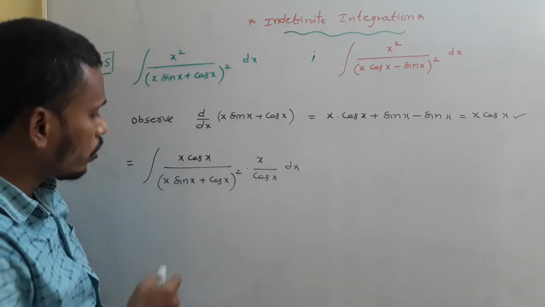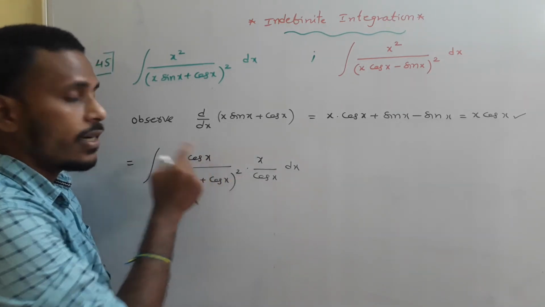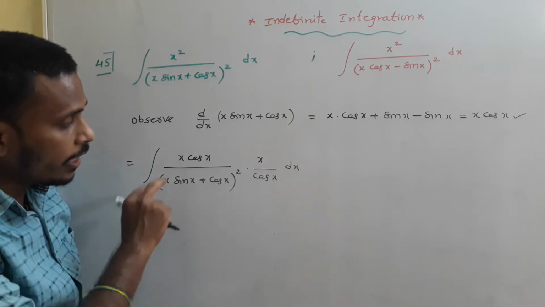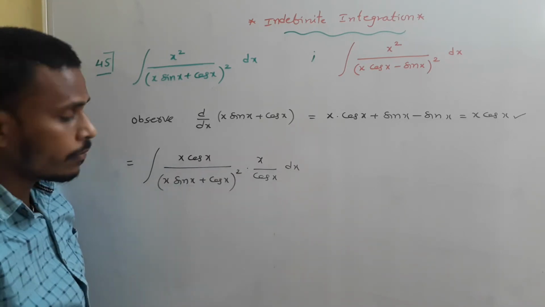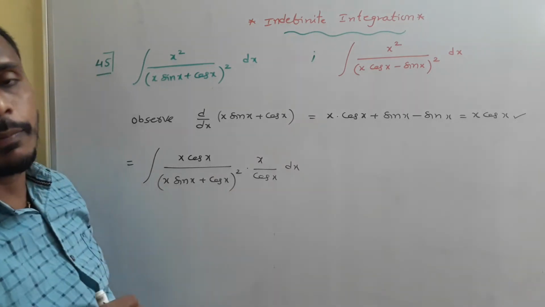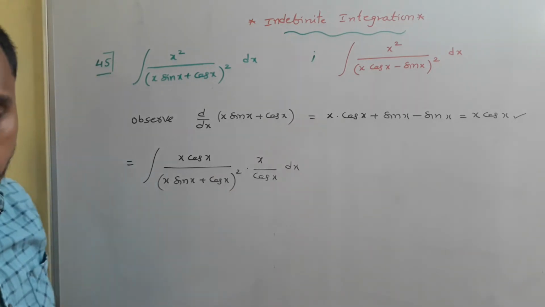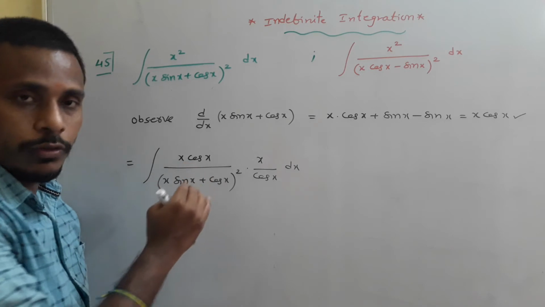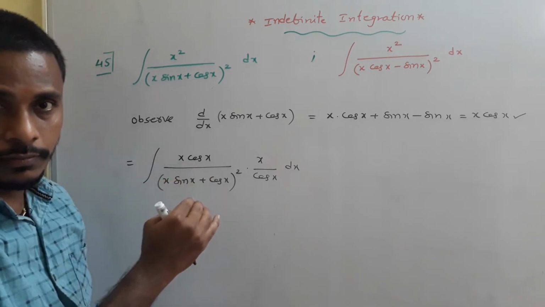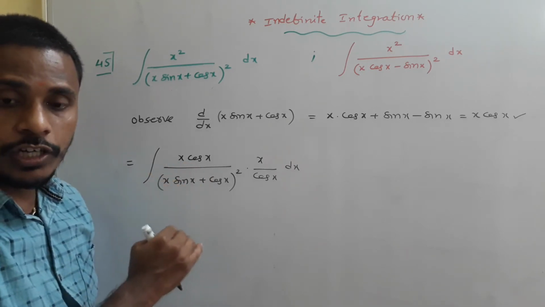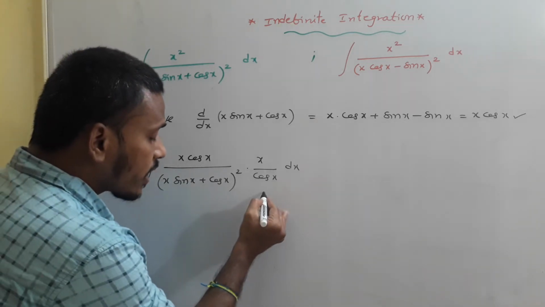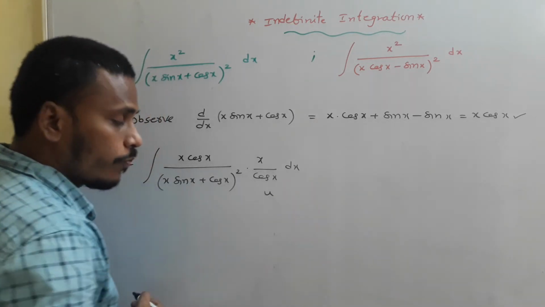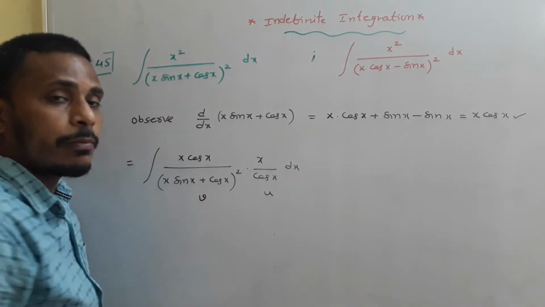And now just have a look. This is something square with its derivative in the numerator. For calculating its integration, I need to use the integration by parts formula, the UV rule, first function and second function. What is the first function? What is the second function? That's what we need to think. I will take this as the first function, that means U, and this as the second function, that means V.